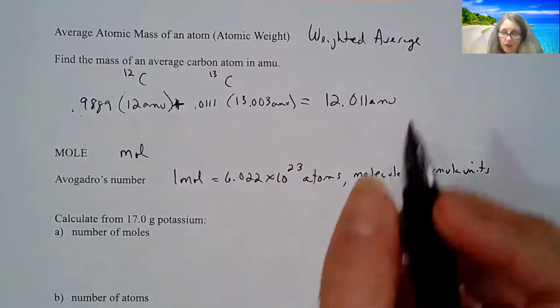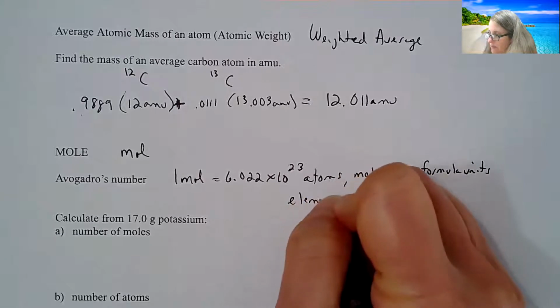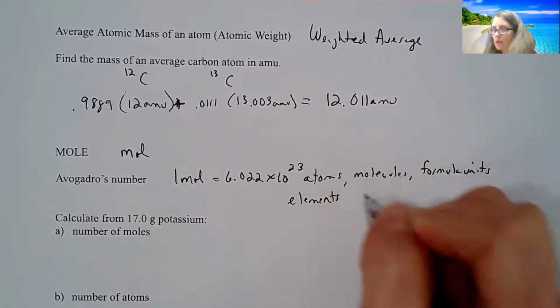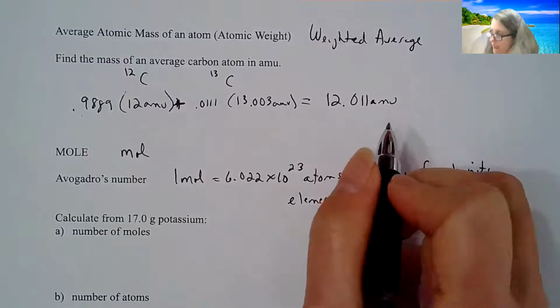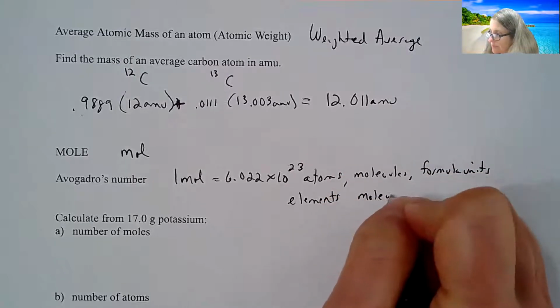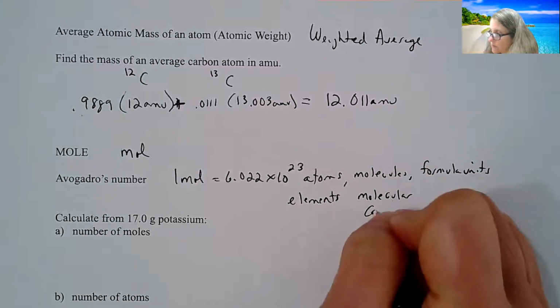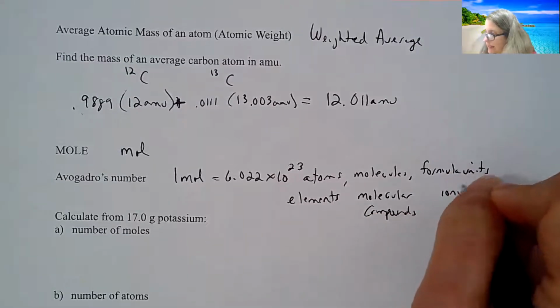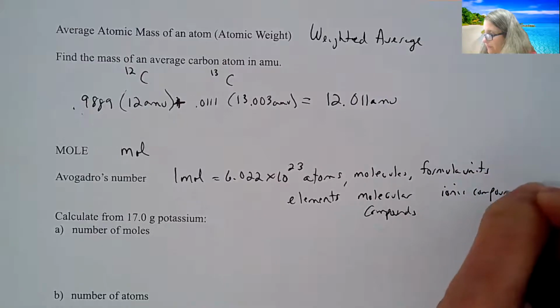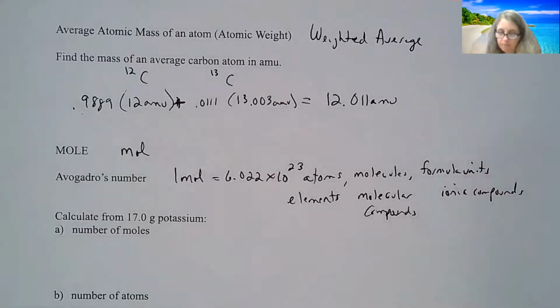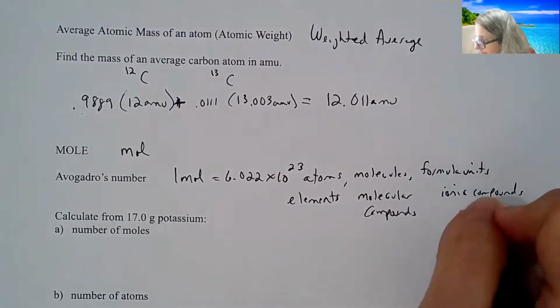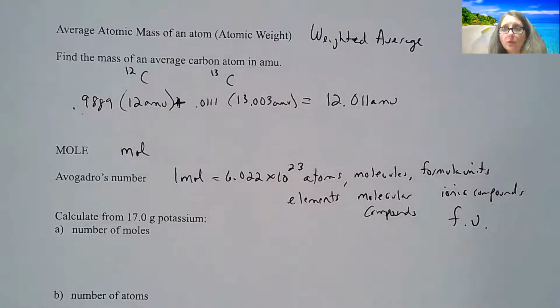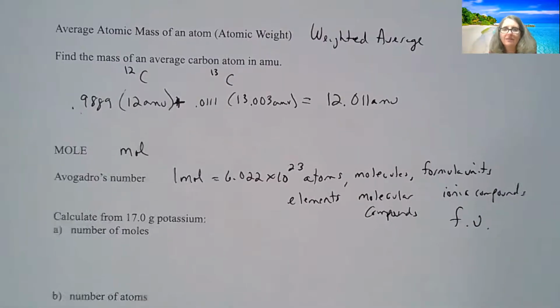So atoms are, if you have elements, the smallest part of an element. Molecules are going to be for molecular compounds. And formula units are going to be for ionic compounds. And my favorite one is, of course, formula units, because what is the abbreviation for formula unit? FU. So take a look at that.